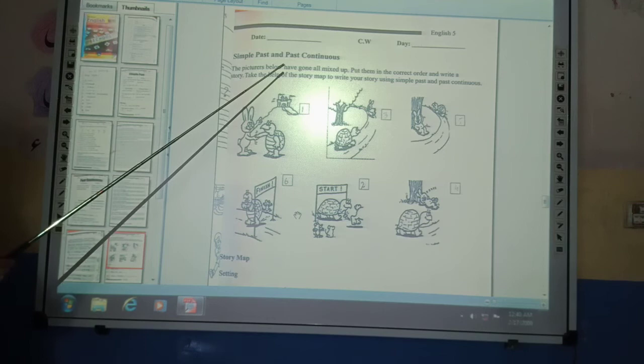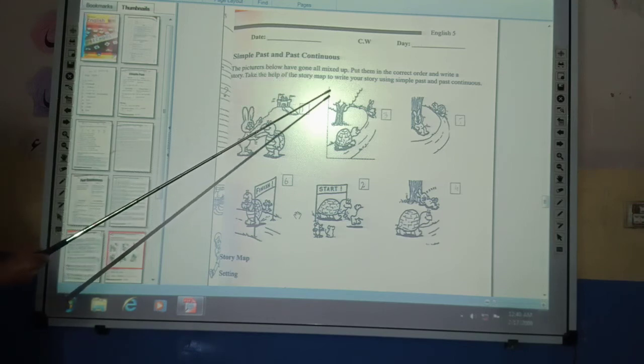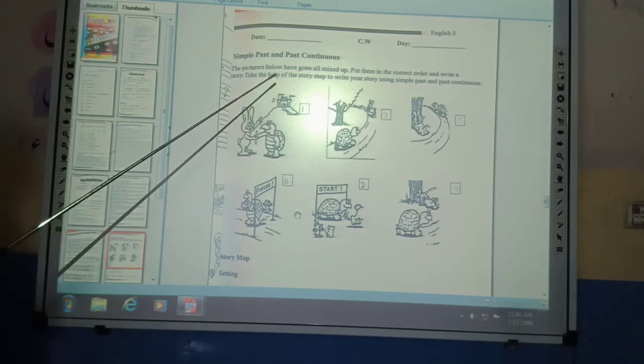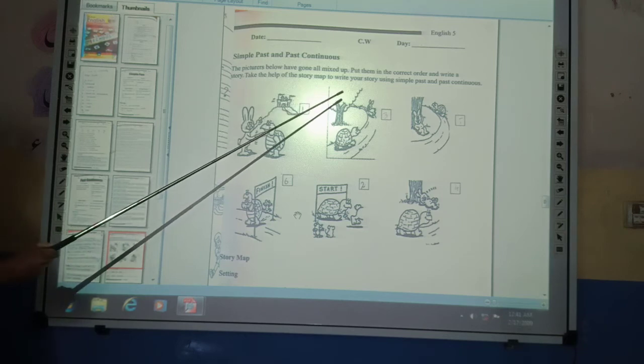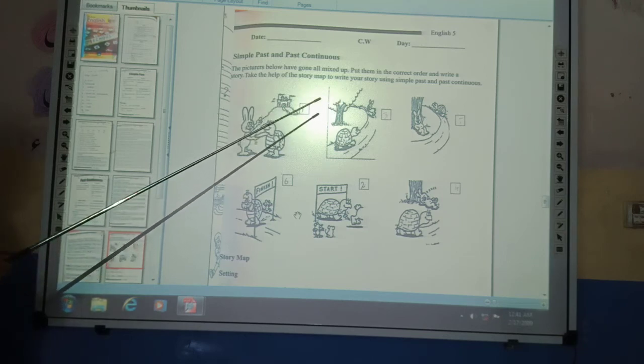Simple past and past continuous. The pictures below have gone on with stop. Put them in the correct order and write a story. Take the help of the story map to write a story using simple past and past continuous tense.